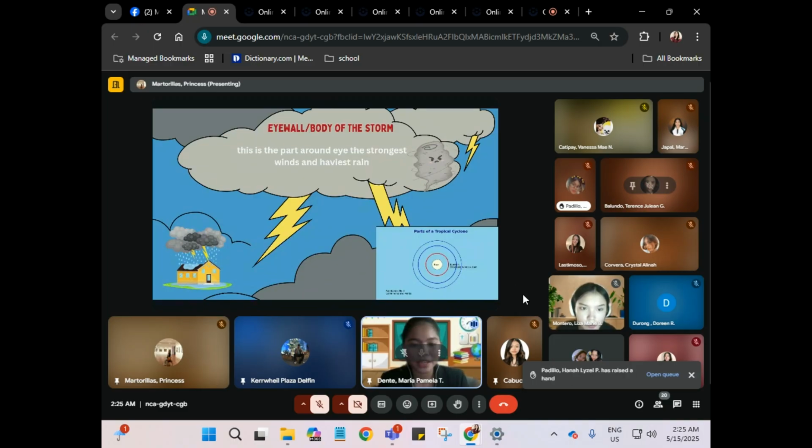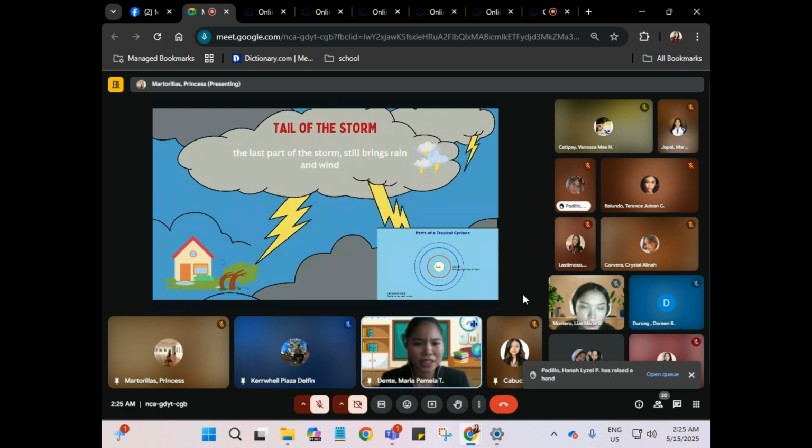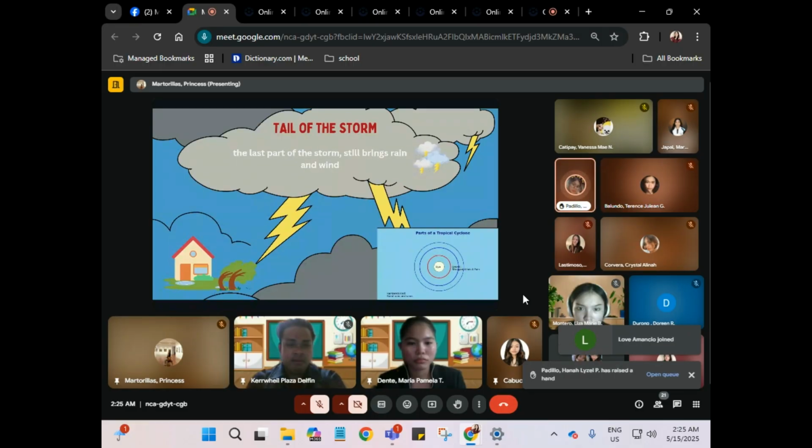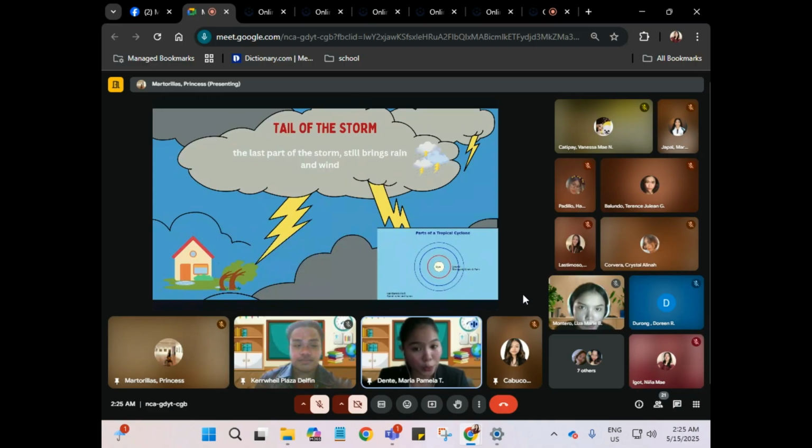Okay, the next part is the tail of the storm. Please read. Can I have Padillo to read? Tail of the storm: the last part of the storm still brings rain and wind. Okay, so this is the last part that comes after the eye and eye wall have passed us. The wind and rain might not be as strong, but it's still part of the storm, so we must continue to stay safe indoors. So remember, class, the eye is calm, the eye wall is the strongest, the tail is the last part. But we still need to be careful. Okay, so I have your question. Can anyone tell me what part of the storm is calm?